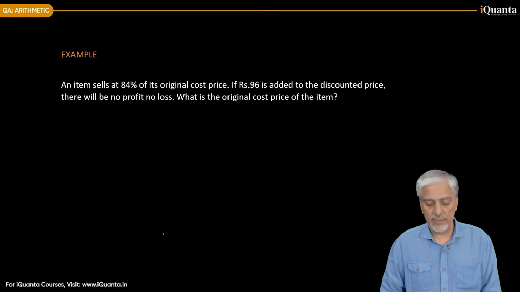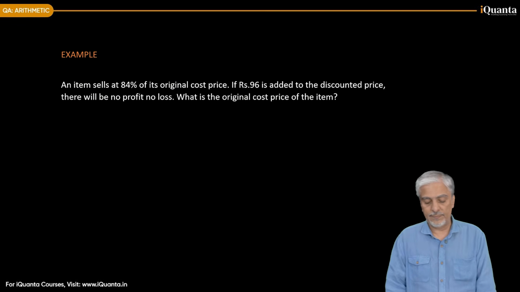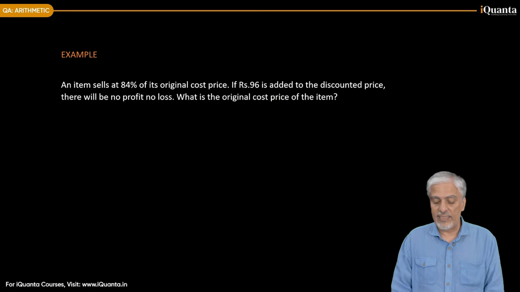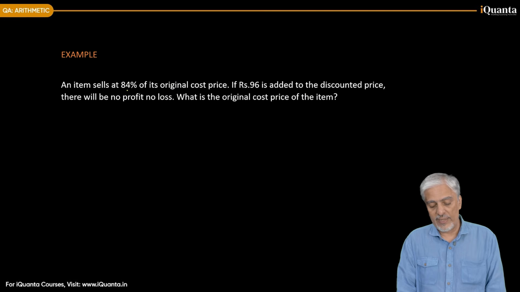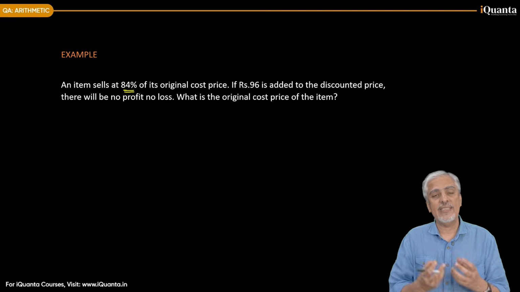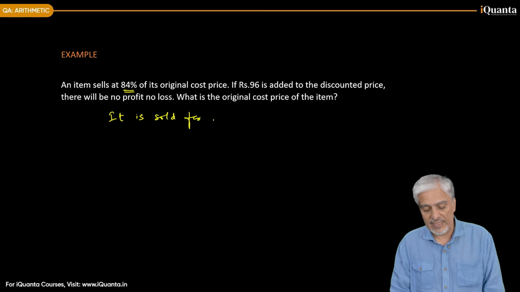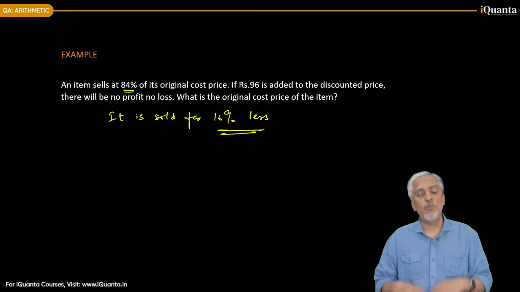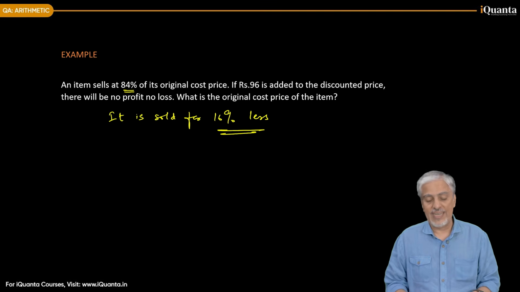Let's see the last question over here. An item sells at 84% of its original cost price. If 96 is added to this discounted price, there will be no profit, no loss. Now, when you're selling at 84%, that means how much percent less are you selling for? It is sold for 16% less because percentage is always out of 100. So when you're selling at 84% of the original cost price, then we know you're selling at 16% less.